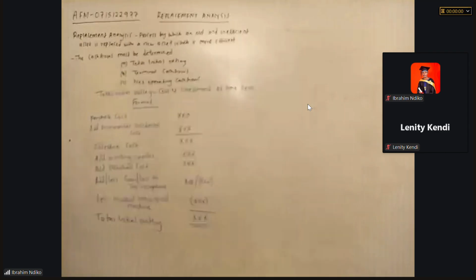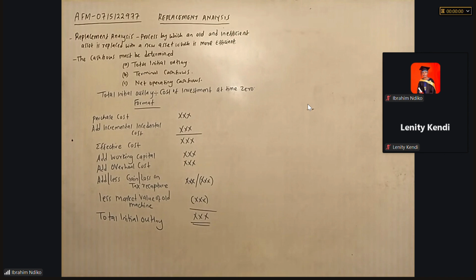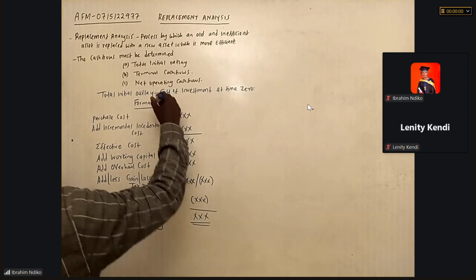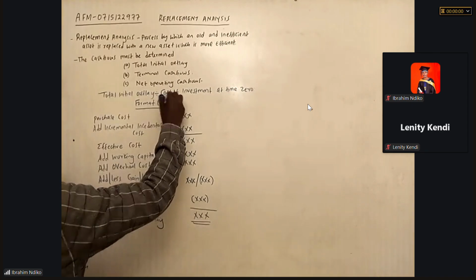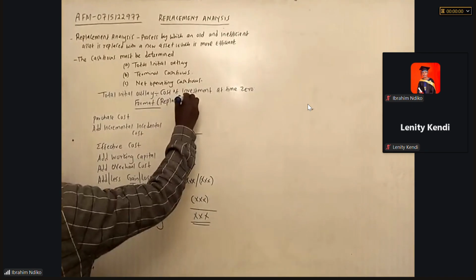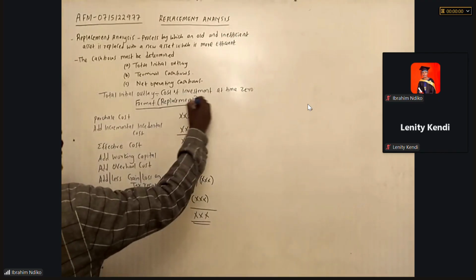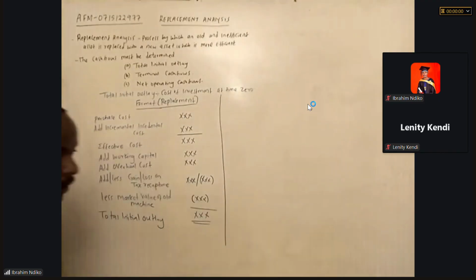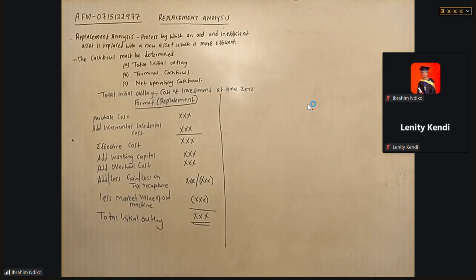It's also called total initial cost. So you can use the word total initial cost. Now this format is only applicable when you're talking about replacement analysis.